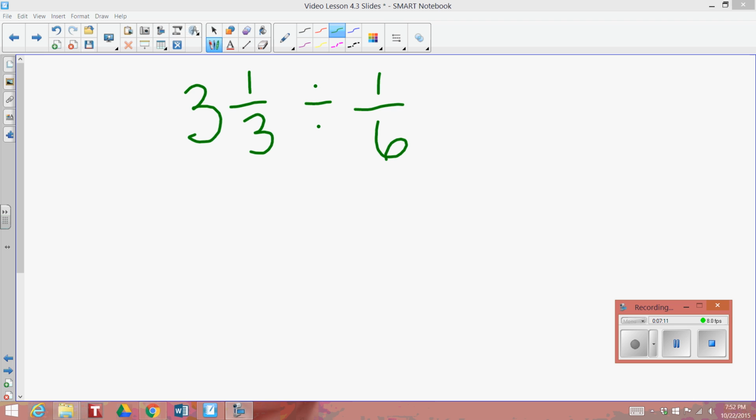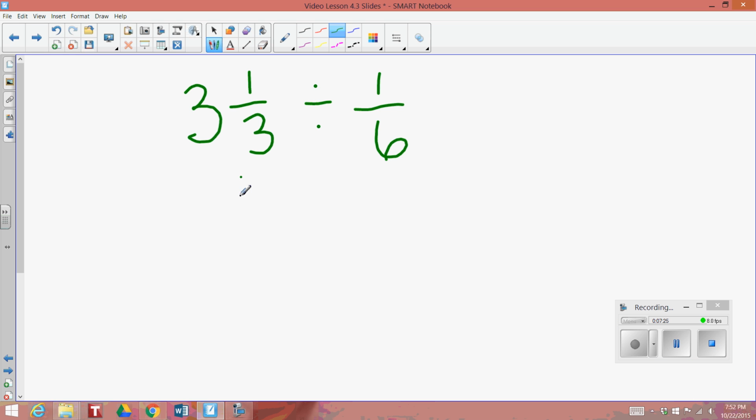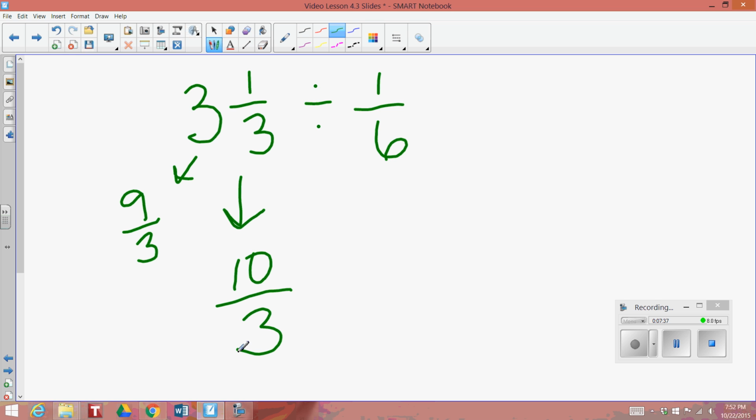You can draw a diagram, you can use fraction strips, you can use any sort of strategy you wish. I'm just going to use the strategy of multiplying the reciprocal. But I notice that I have 3 1/3 and it's a mixed number. So I'm going to take this 3 1/3. I know 3 wholes is equivalent to 9/3, and 9/3 plus that 1/3 is 10/3. You could also do the trick of multiplying 3 times 3, which is 9, plus 1 is 10/3.